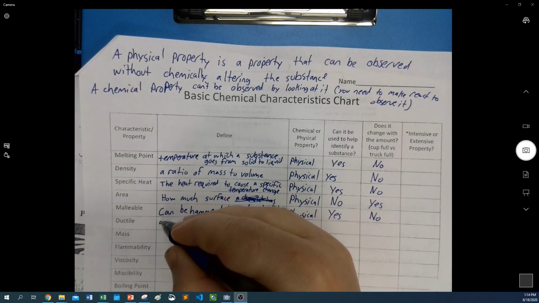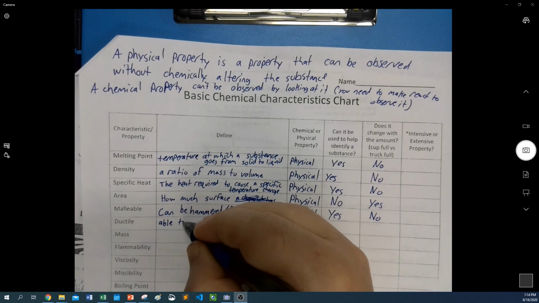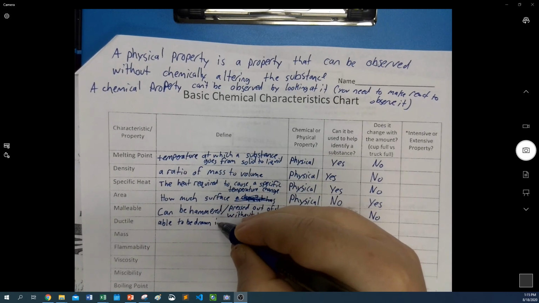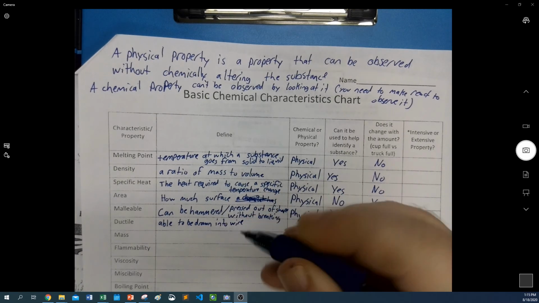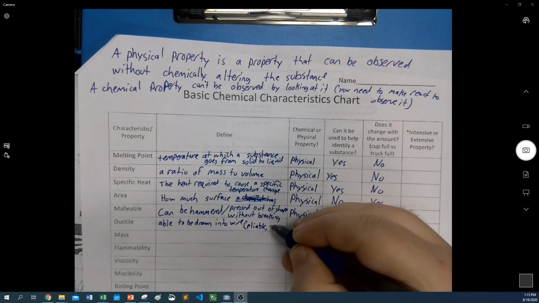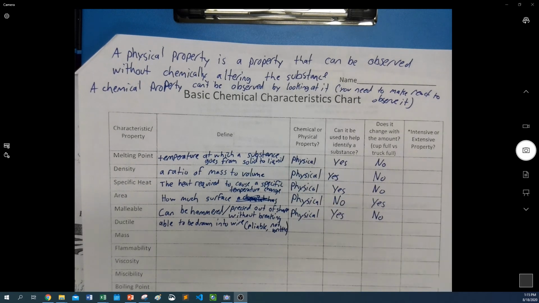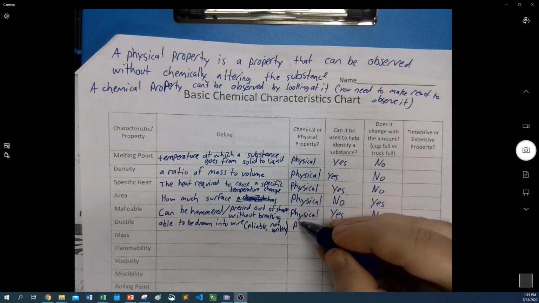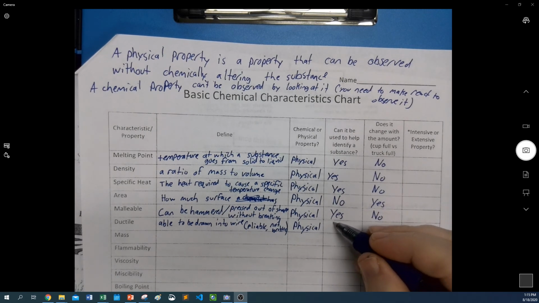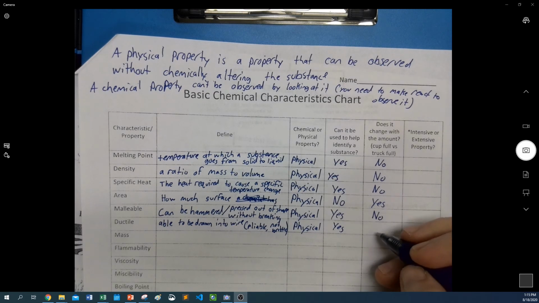Ductile means able to be drawn into a thin wire. Another way of saying it is pliable, not brittle. And again, this is a physical property. You don't have to chemically change it. And you can also use it to compare and differentiate between different chemicals. And no, it doesn't change with the amount.